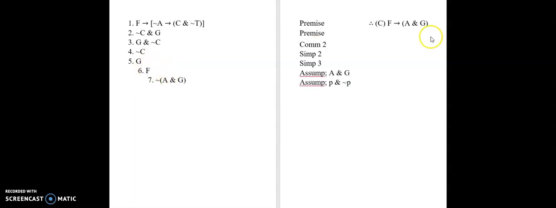I'm going to assume F, right? And I'm going to be looking for the consequent A and G. Then I'm going to put my IP assumption in there. So I'm going to assume the negation of what I'm now looking for. And I'm going to be looking for a contradiction instead.